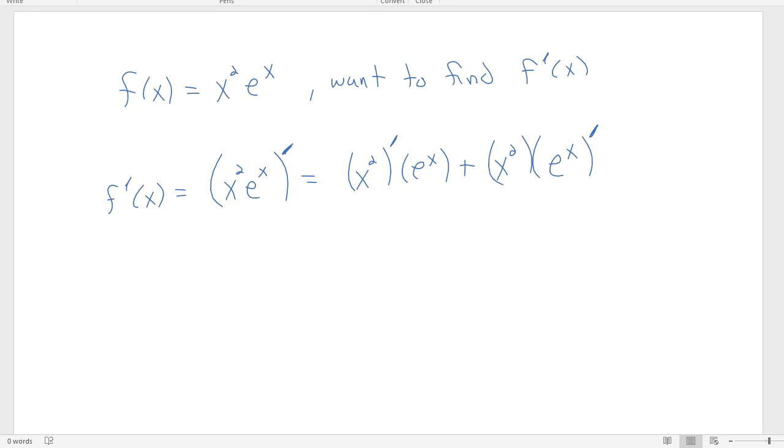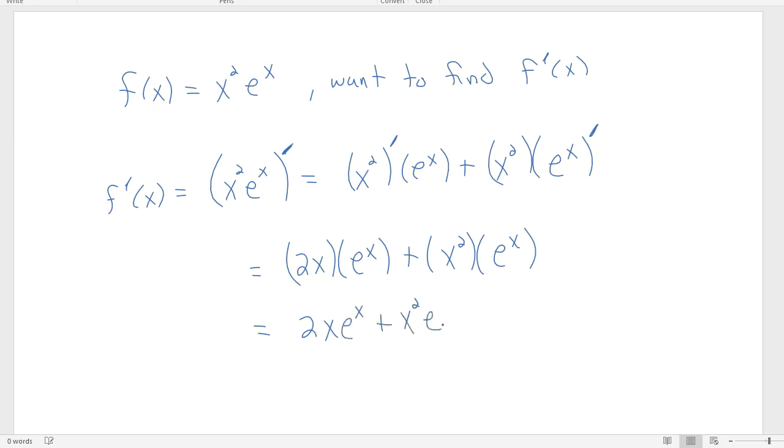Then I'll come back and complete each of those derivatives. The derivative of x squared, using the power rule, we would know is 2x, and then we just multiply by the second function. Then we just recopy the first function, and the derivative of e to the x is just e to the x. And so technically we are finished with our product rule for this particular example.